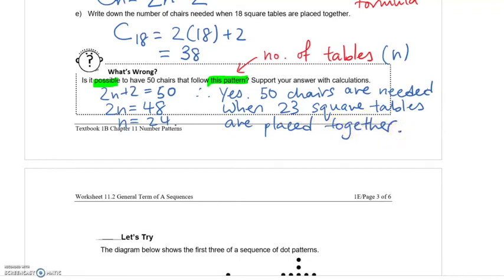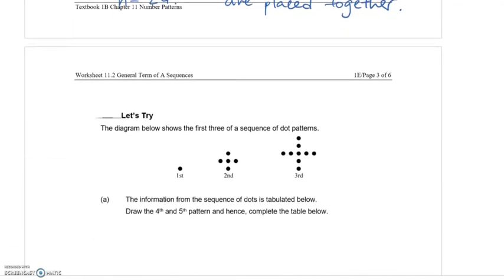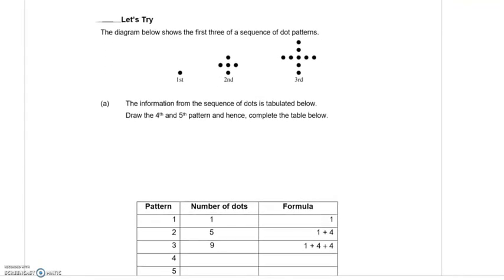Okay, so now let's move on to the next page. Okay, let's work through this question together. So here, the diagram below shows the first three of a sequence of dot patterns. Part A, the information from the sequence of dots is tabulated below, and we need to draw the fourth and fifth pattern and then complete the table below. So, just very quickly look through these three patterns and let's draw the fourth and fifth ones.